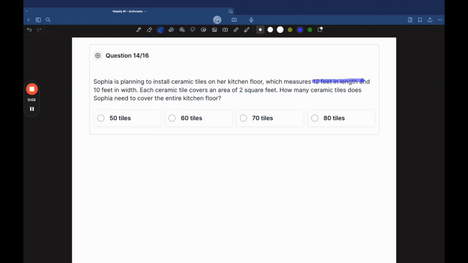Question 14. Step 1. Identify the problem. Sophia is planning to install ceramic tiles on her kitchen floor, which measures 12 feet in length and 10 feet in width. Each ceramic tile covers an area of 2 square feet. We need to find out how many ceramic tiles Sophia needs to cover the entire kitchen floor.